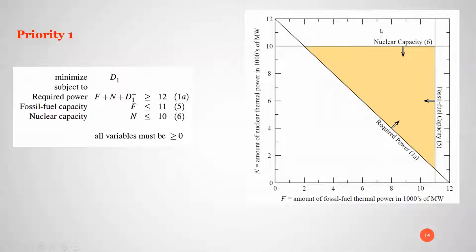Now I have 3 constraints, 1a, 5, and 6. In 1a, just replace d minus 1 with 0. I can have the feasible region based on these 3 constraints. The next subproblem will provide us with more constraints and make the feasible region become smaller until there is none at all in the fourth graph.